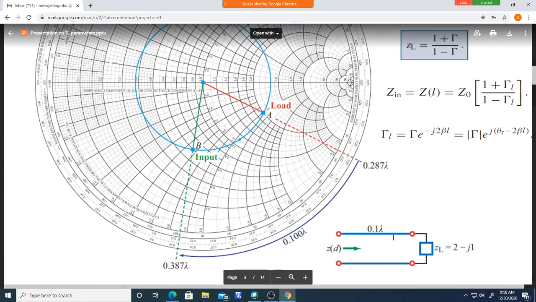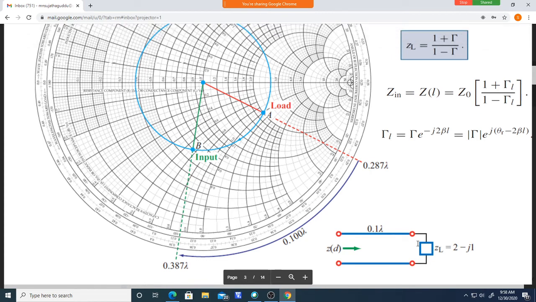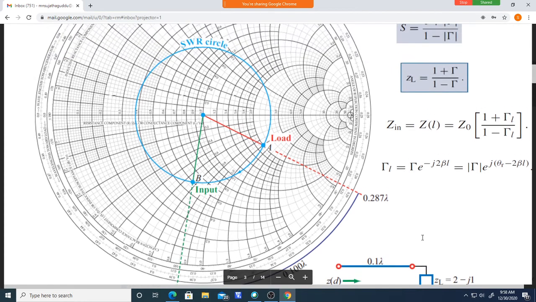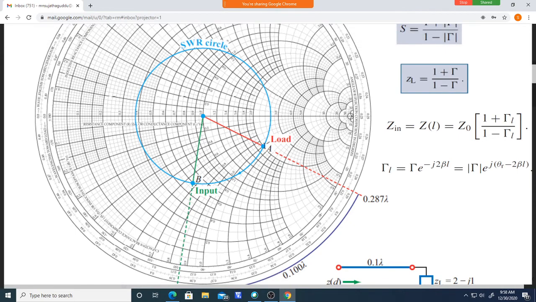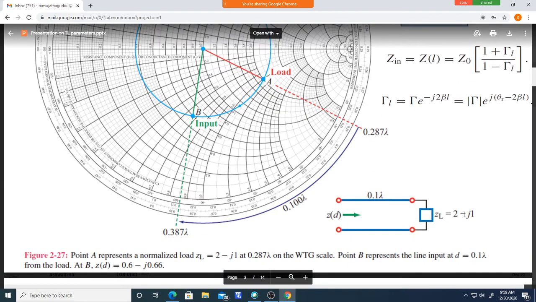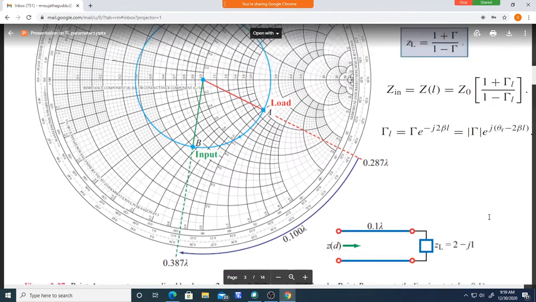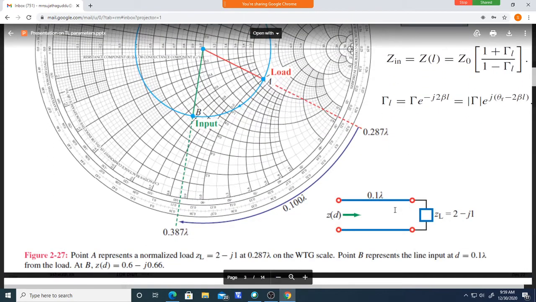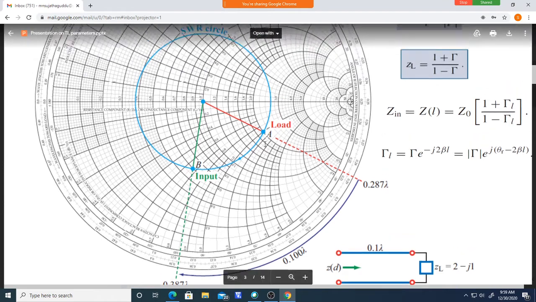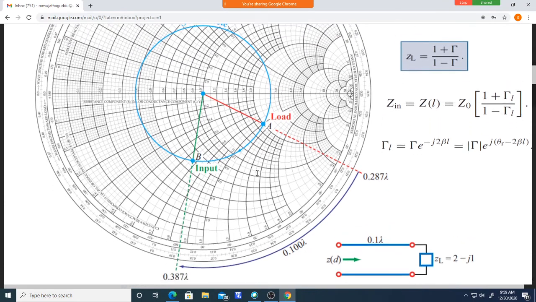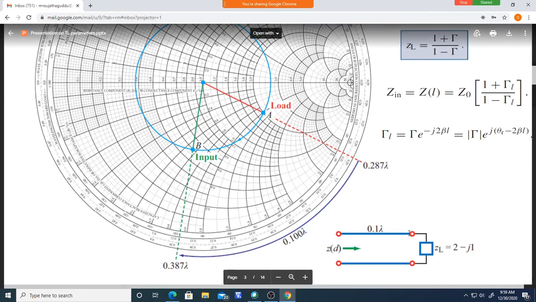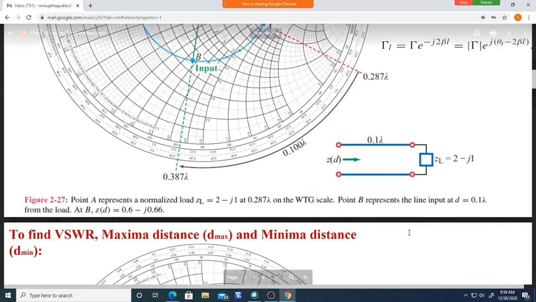If they ask you to find out the impedance at a distance of 0.5 lambda, what you have to do is, starting from here, move 0.5 lambda. 0.5 lambda means you will come back to this point only. So that is equal to this value, 2.15. Like that, you can read the impedance from the Smith chart easily. Similarly, you can find out the distance of minima and maxima.